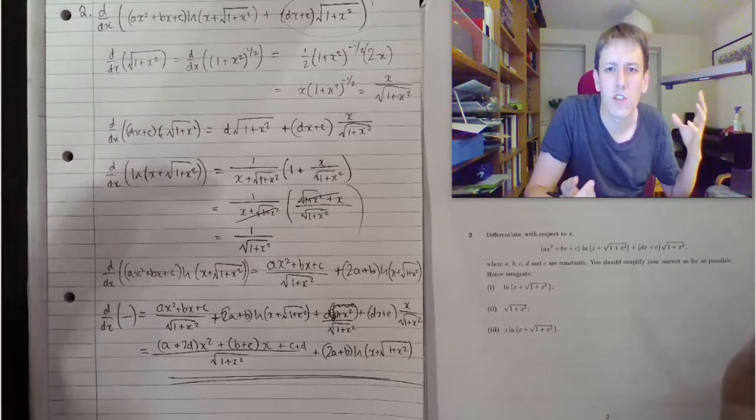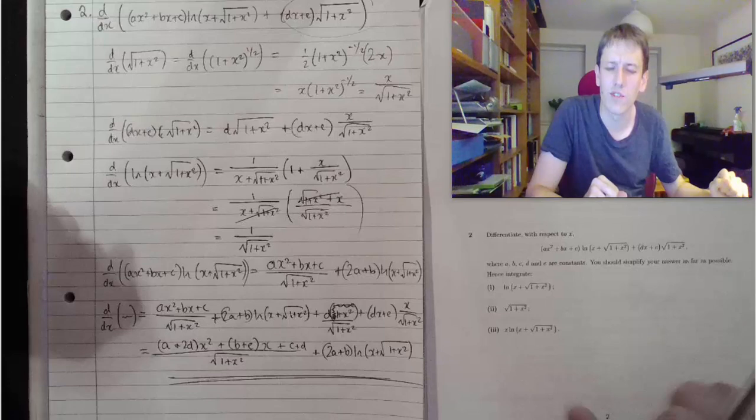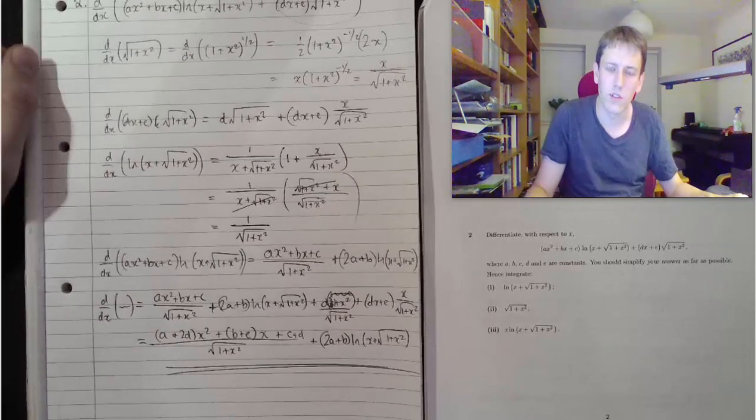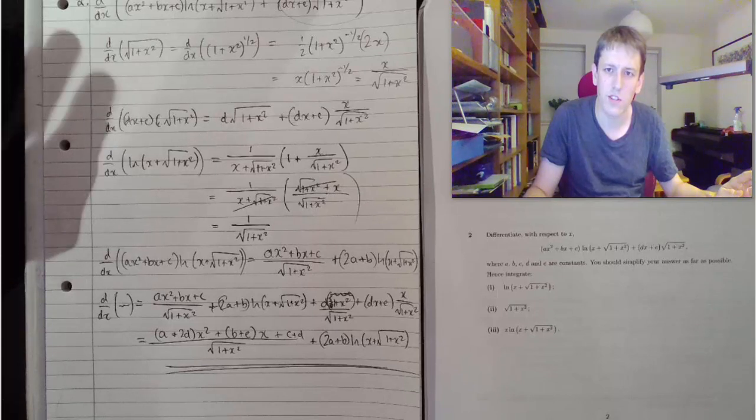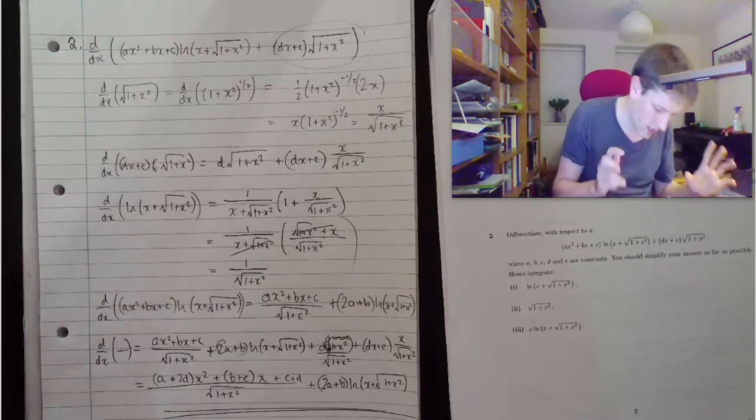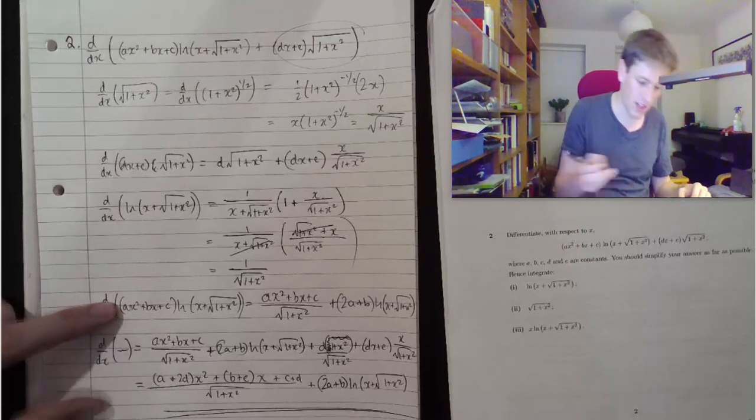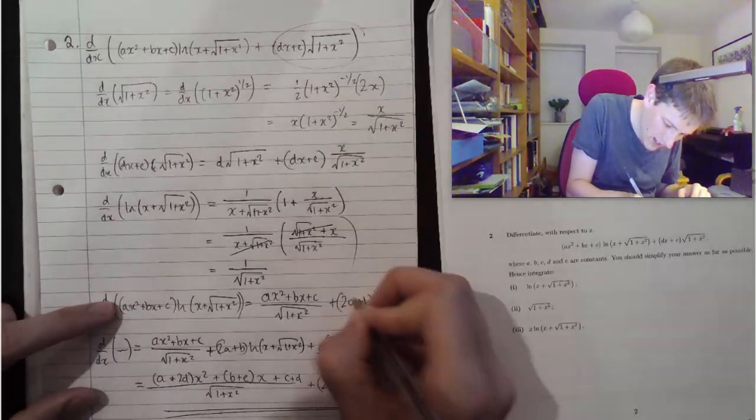Okay, so think about that idea for a second if you need to, and then we'll go on to answer this question. Okay, and I've just realized I made a slight mistake here, didn't I? When you differentiate ax squared plus bx plus c, you actually get 2ax plus b.